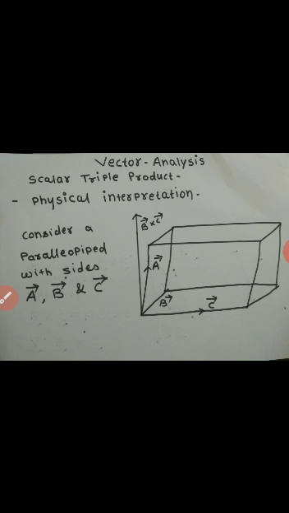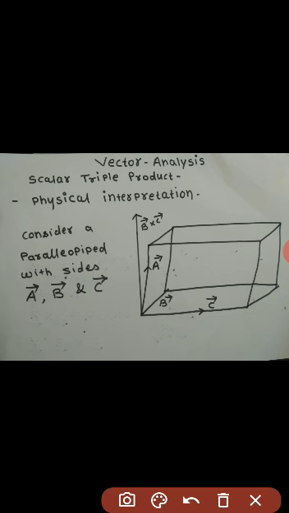In that, we have said that the product of three vectors, vector A, vector B and vector C, is known as scalar triple product. Now, in this video, today we are going to see a very interesting physical interpretation of that scalar triple product. In the first slide, we can see a very interesting physical property for that scalar triple product.